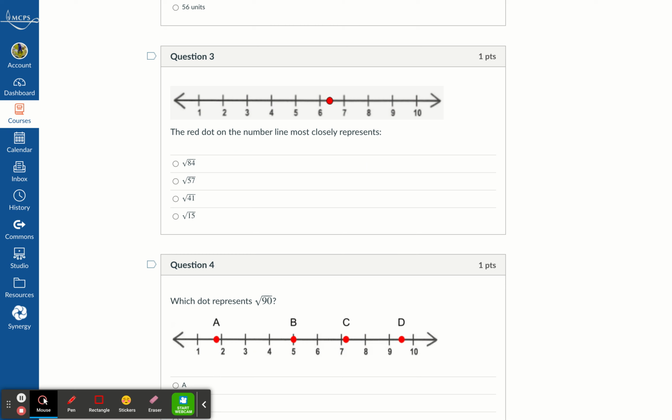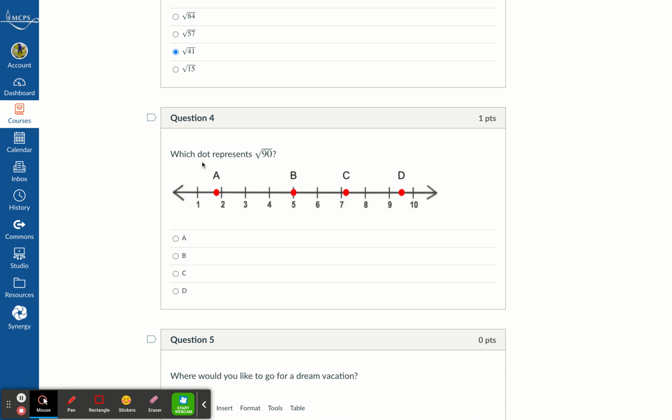For number 3, it says the red dot on the number line most clearly represents which one of these square roots. So again, I need to figure out, it falls between 6 and 7 on the number line. So it's going to be the square root of some number between 36, because 6 times 6 is 36, and 49, because 7 times 7 is 49. So the only number in my list here that's between 36 and 49 is this one, the square root of 41.